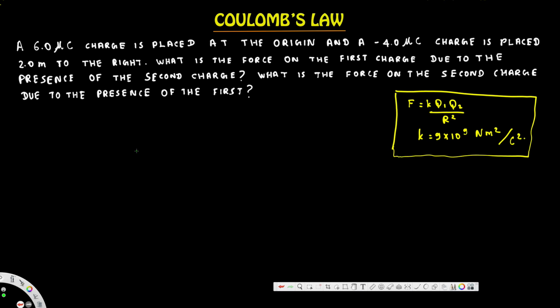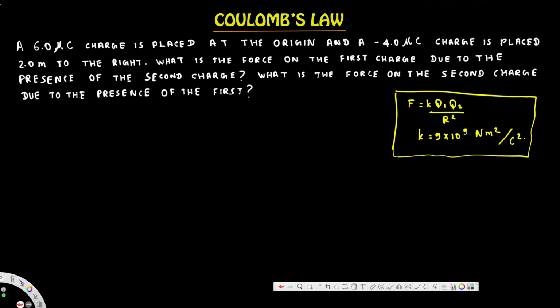Let's look at this problem right here. This question is asking: a 6 microcoulomb charge is placed at the origin and a negative 4 microcoulomb charge is placed 2 meters to the right. What is the force on the first charge due to the presence of the second charge? And the second question is asking what is the force on the second charge due to the presence of the first charge?